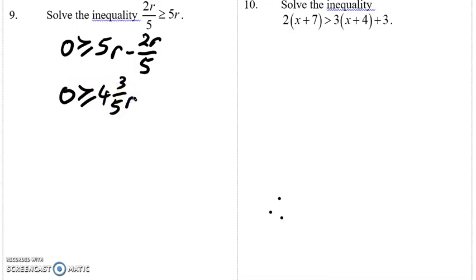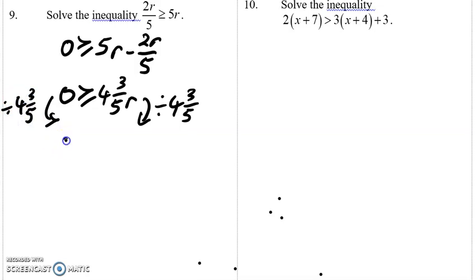So some of you looking at this, you'll find that it looks a bit weird, but we can divide by 4 and 3 over 5. And if I do it on the right hand side, I will also have to do it on the left hand side. So divide by 4 and 3 over 5. So 0 divided by 4 and 3 over 5 will simply give us 0. 4 and 3 over 5 r divided by 4 and 3 over 5. Dividing by the coefficient itself simply gives you r. So the answer simply is 0 is more than or equal to r. Okay, usually we like to have our variables on the left hand side. So what I have is r less than or equal to 0.